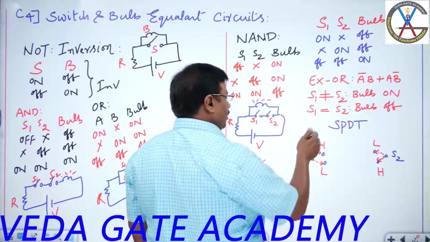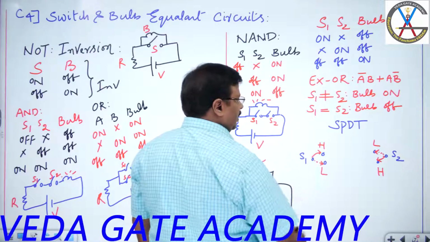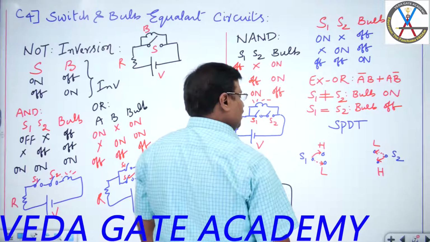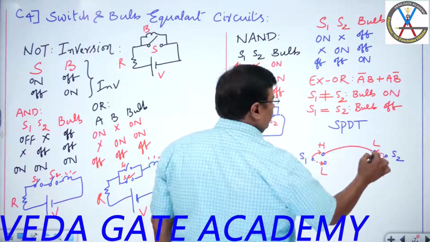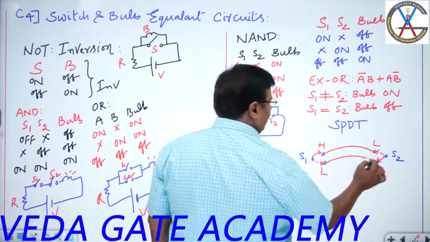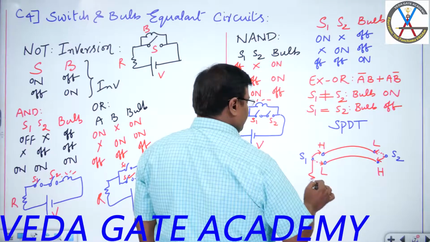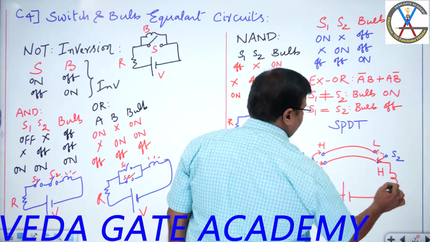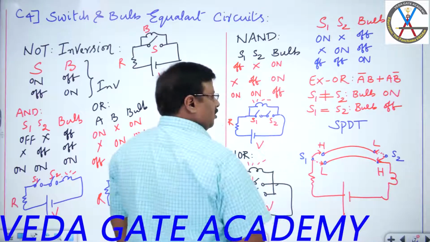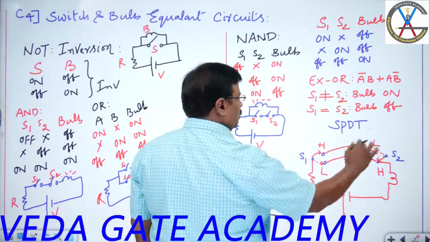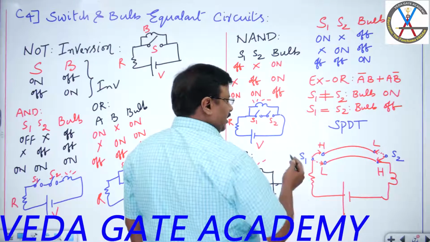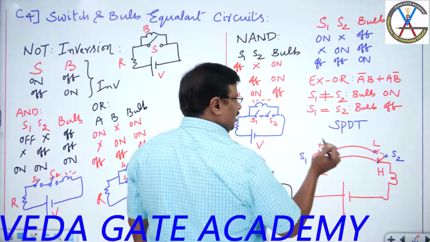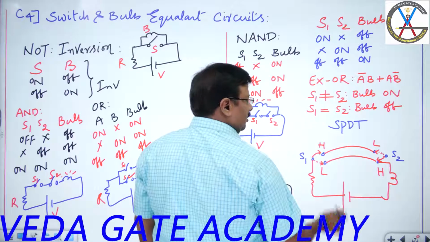When it is on, contact this side. When it is off, contact that side. Similarly for the other switch. Why don't you join high and low, similarly low and high, and just keep a current limiting resistor, voltage source and bulb here. Now you could observe S1 high, S2 low: completed. And S1 low, S2 high: then also completed.